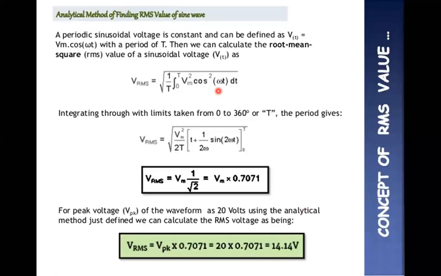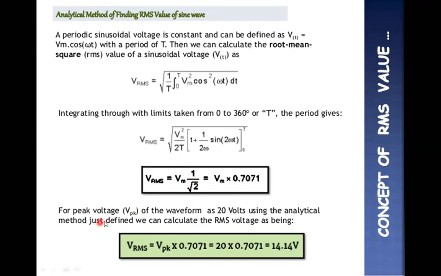If you integrate with the limits 0 to 2 pi or capital T, then VRMS comes like under root of V max square by 2T into small t plus 1 by 2 into 2 omega into sine 2 omega t, with the limits of 0 to T. After the mathematical calculations, VRMS can be written as V max by under root 2. And 1 by under root 2 is nothing but 0.707. So VRMS is normally 0.707 into V max.